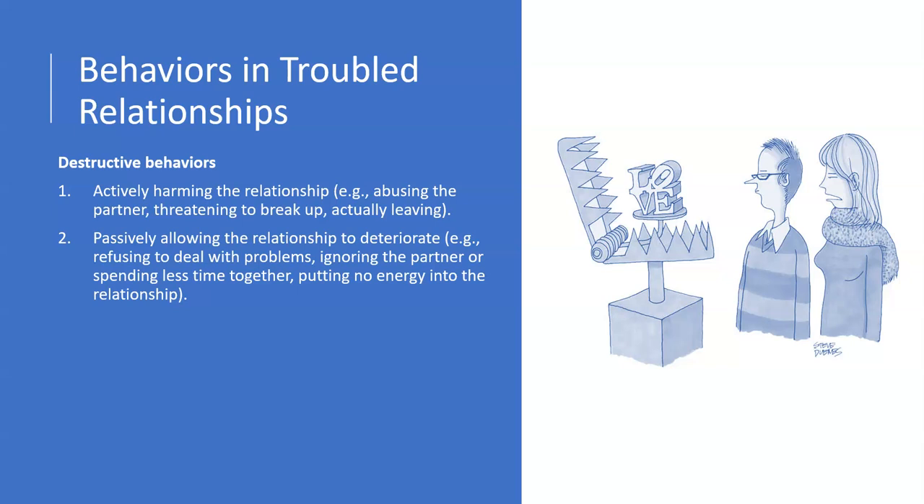There's also passive forms of destructive behaviors where you do things like not being willing to deal with your problems in the relationship, ignoring your partner, spending time away from your partner, and just really not trying in the relationship. That's a passively destructive pattern that can accelerate the deterioration of a relationship.